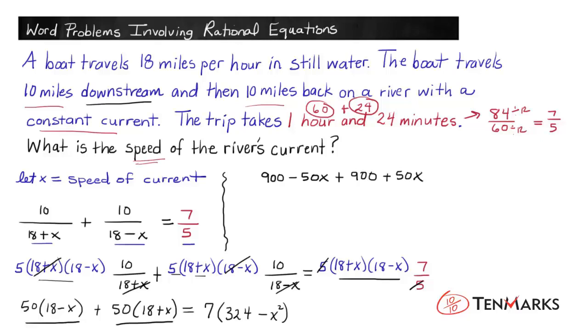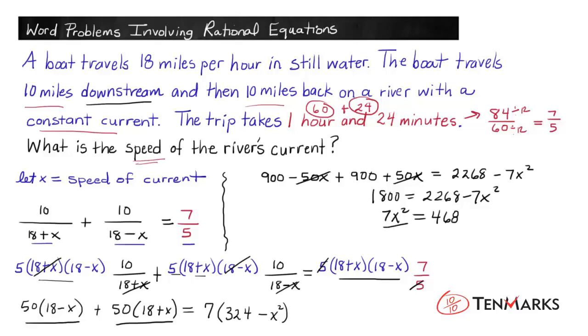Then on the right-hand side of the equation, that's going to give us equals 7 times 324, which is 2,268, and then multiplying the 7 times the minus x squared gives us minus 7x squared. We can simplify this left-hand side by combining the minus 50x and the plus 50x to give us 900 plus 900, which is 1,800, equals 2,268 minus 7x squared. We could then add the 7x squared to both sides, so that would give us 7x squared, and then take away the 1,800 from both sides, which is going to give us 468.